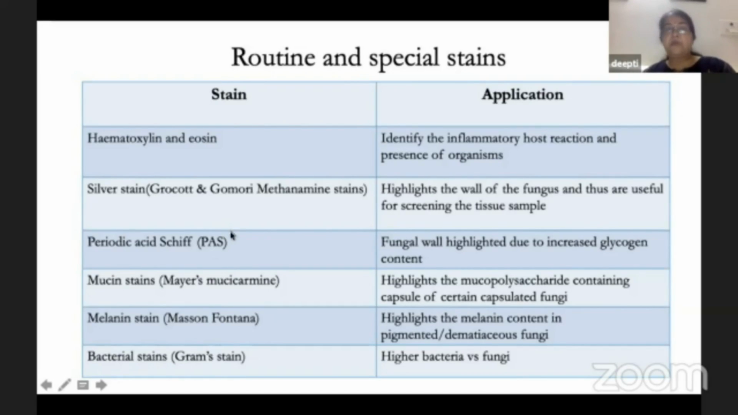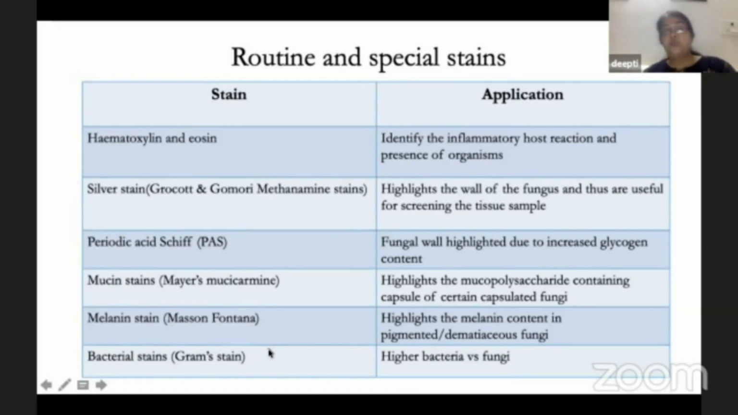You shall be learning about these stains in subsequent classes. Mucicarmine stain is particularly helpful for highlighting the mucopolysaccharide capsule of a certain capsulated fungus like Cryptococcus. Melanin stain or Masson Fontana stain is used for highlighting the melanin content of pigmented fungi. Bacterial stain is used to differentiate between actinomycotic mycetoma and eumycotic mycetoma, because it helps us to differentiate bacteria from fungus.